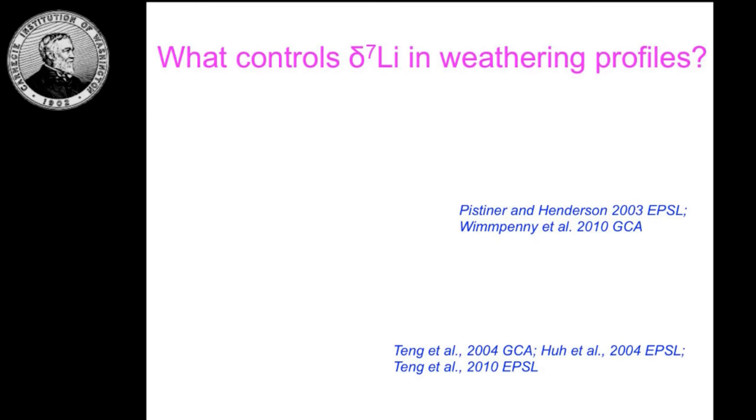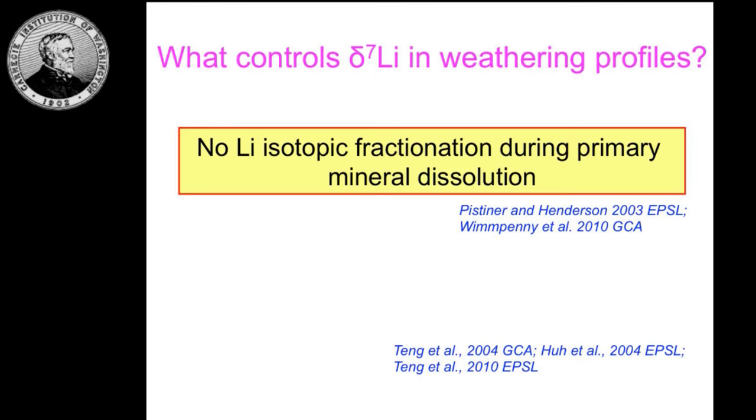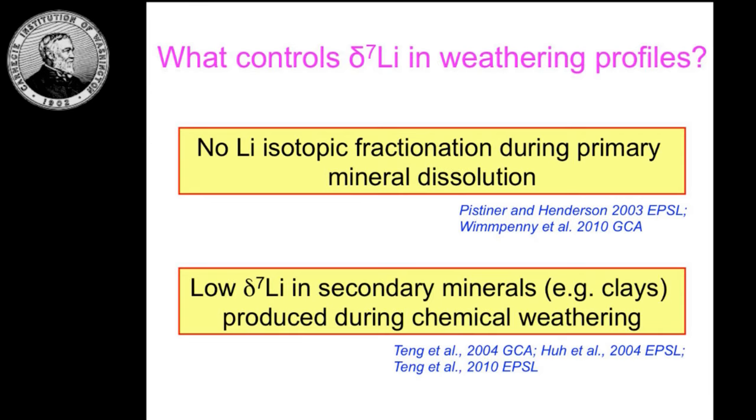I want to show you some previous studies, just as a summary. We have both experimental studies and natural observations showing that no lithium fractionation actually occurs during primary mineral dissolution without the secondary mineral formation, right? And then we have fractionation of lithium in the secondary mineral formation. As I showed you, the lighter lithium likes to stay in the clays or iron and aluminum hydroxides. So they produce a low lithium signature in the secondary minerals.